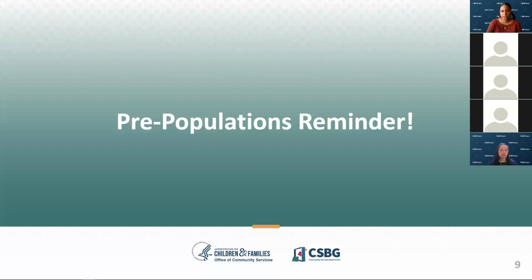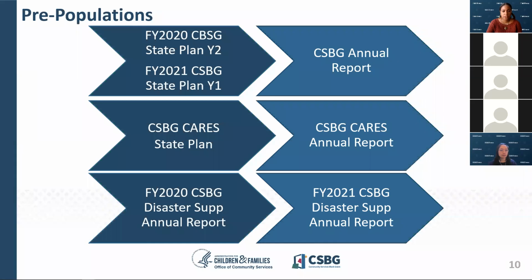And lastly, I just want to remind you how the pre-populations work for Module 1. Your CSBG annual report will pull from your fiscal year 2020 CSBG State Plan Year 2 or your fiscal year 2021 CSBG State Plan Year 1. For those who chose to use a pro forma for fiscal year 2020 as part of the flexibilities allowed under CARES, it will pull from that information. So for some of you, you might have to do a little bit more updating or tweaking in your annual report, given how long ago you submitted your CSBG state plan.